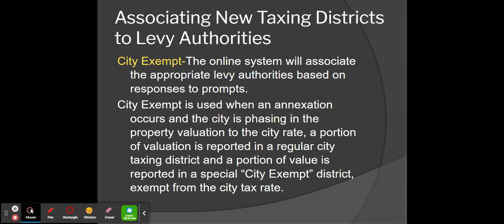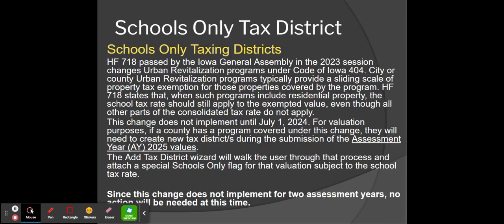If that's a situation you've got in your county, so there's an annexation and they say, well, okay, we're annexing, but we're phasing them in to the city tax rate, this is what you're going to use as a city exempt tax district. And the online system will associate the appropriate levy authorities, again, based on specific prompts that you use. This doesn't happen too often. It kind of depends on the county and if there's a lot of cities that have growth ideals. So if that's the case in your county and you've never done it before, please feel free to contact me and I'll walk you through the process.